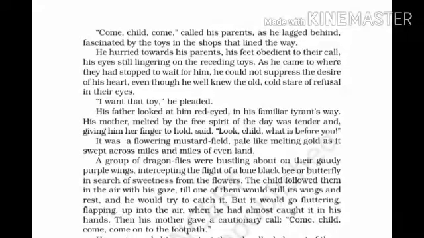Let's proceed. "Come, child, come," called his parents as he lagged behind, fascinated by the toys in the shops that lined the way. So, who is the speaker here? "Come, child, come." These words are spoken by the parents, and the remaining line is spoken by the author. As he lagged behind, the child was attracted by the toys. It is quite natural for any child to get attracted towards the toys in the shops that lined the way. Lined the way means they were there in a row, in a series.